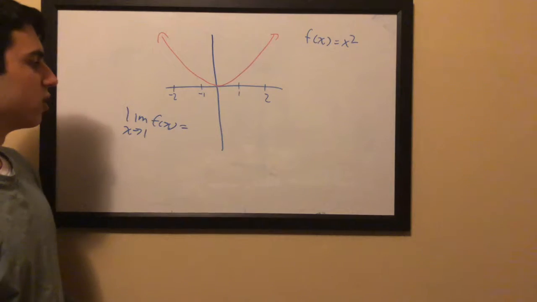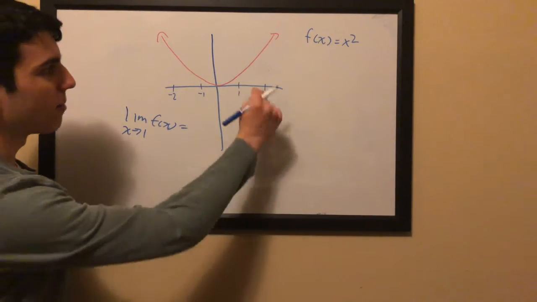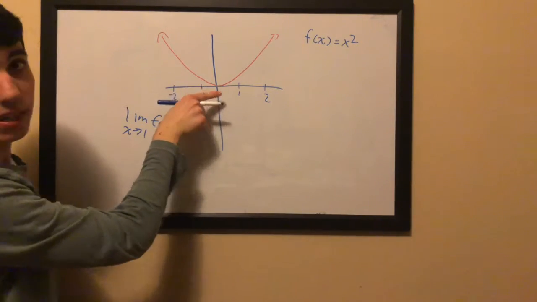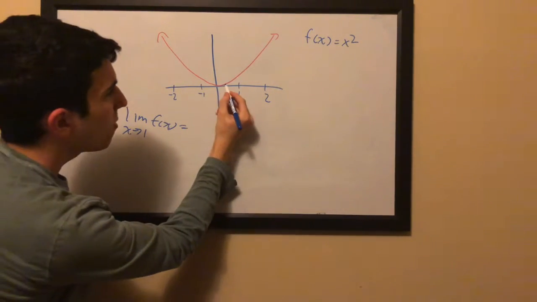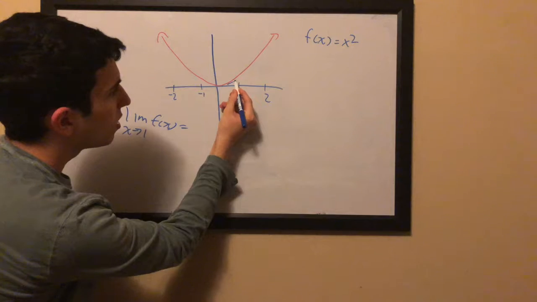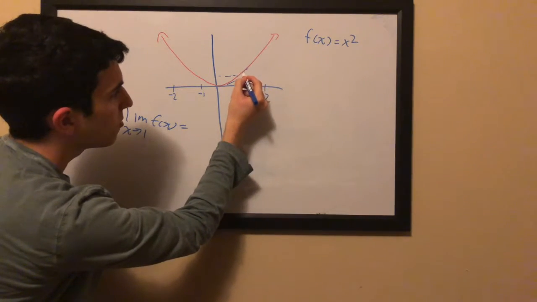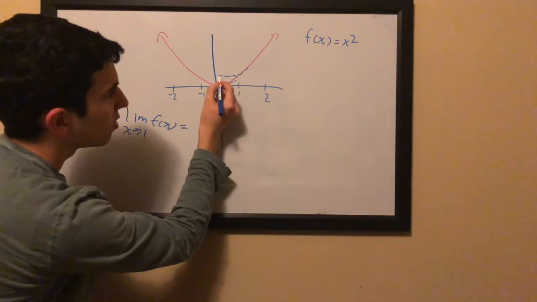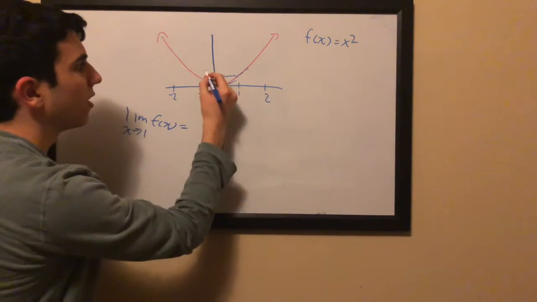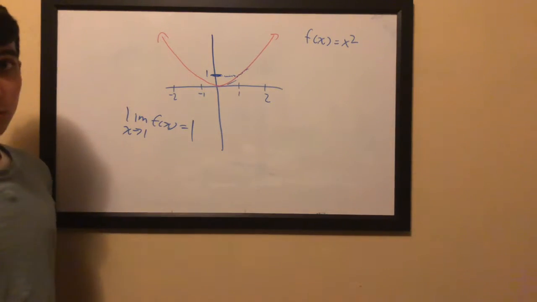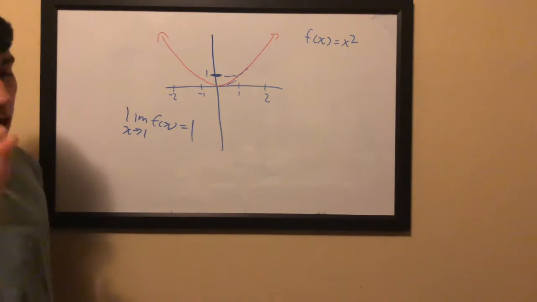But in this case, let's remind ourselves of the definition of a limit, which is saying we're really caring about what it looks like to the right and then to the left of what happens at x equals 1. If we go this way, you can see it's slowly approaching this value right here. And if we go this way, it's also slowly approaching that value. And that value is 1. So the limit of this function, as x approaches 1, would equal 1.